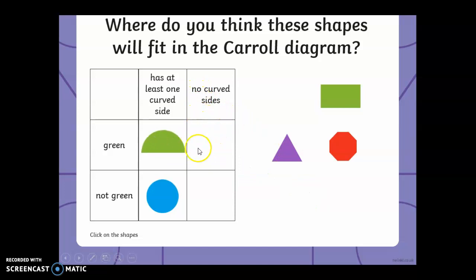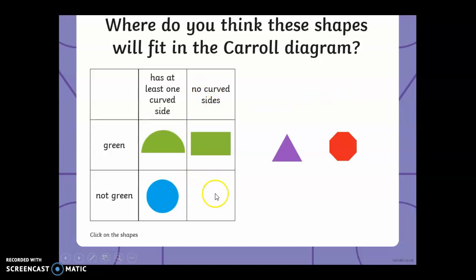I want something for this area over here. Something that has no curved sides and something that is green. Something green and has no curved sides. So this rectangle should fit. Perfect.